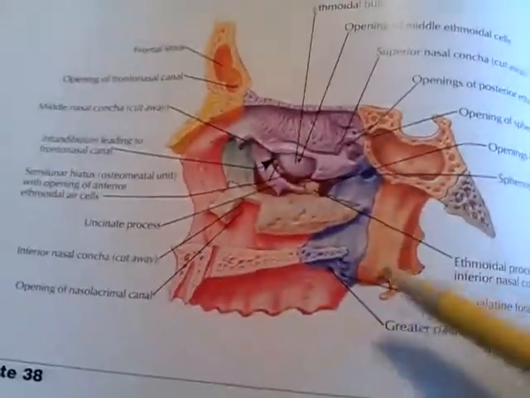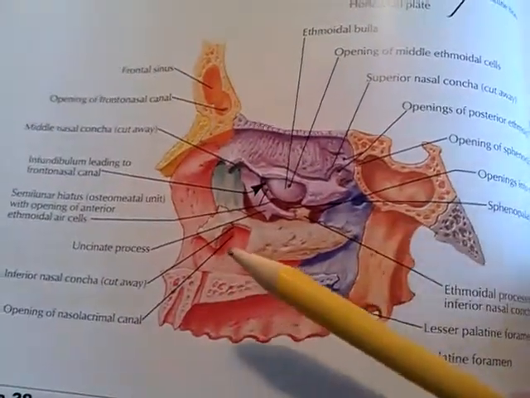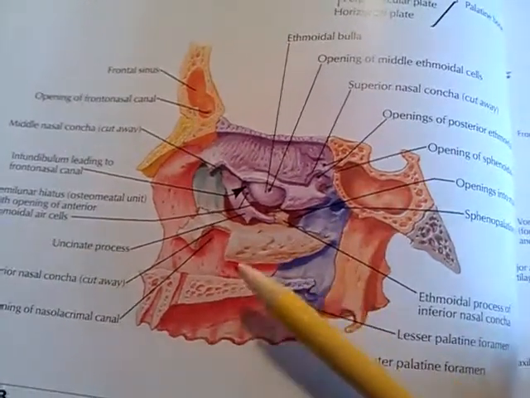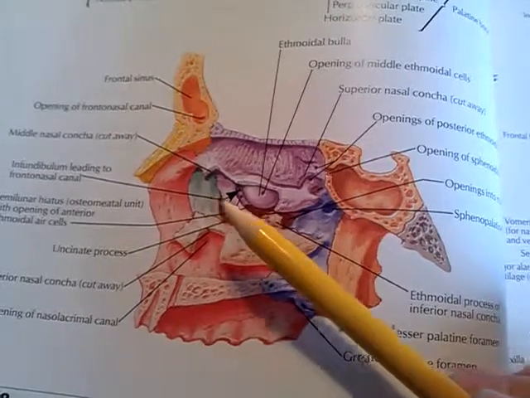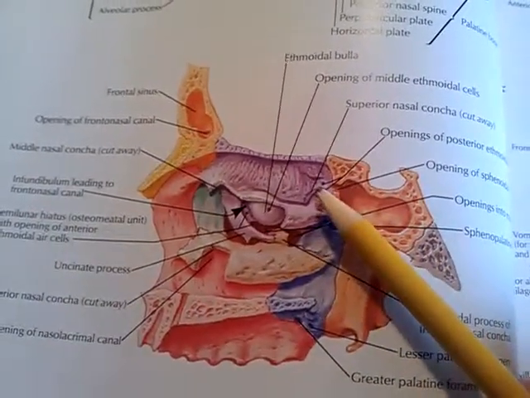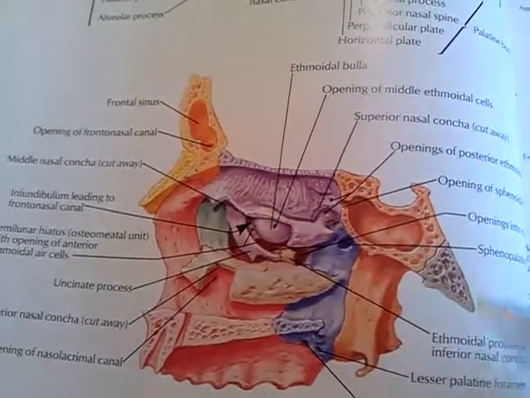Inside of them you have the inferior nasal meatus underneath, the middle nasal meatus, and the superior nasal meatus underneath the superior nasal concha.